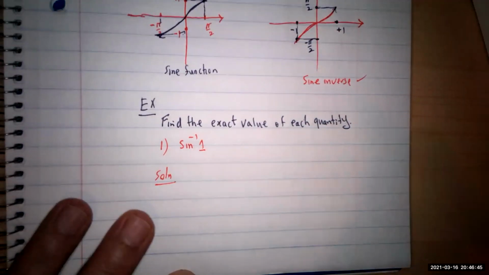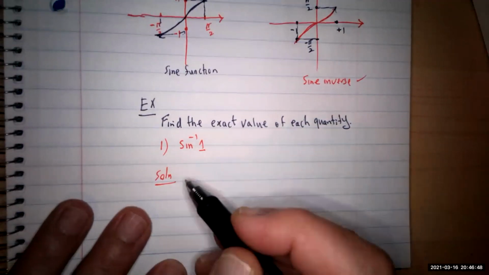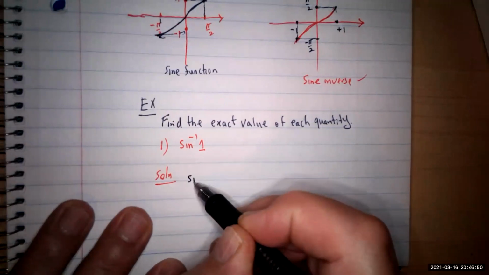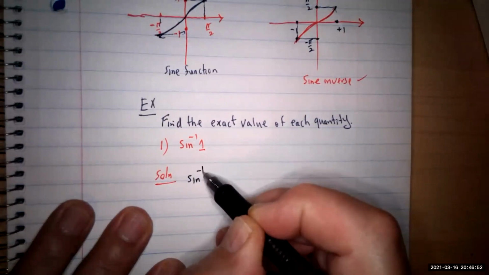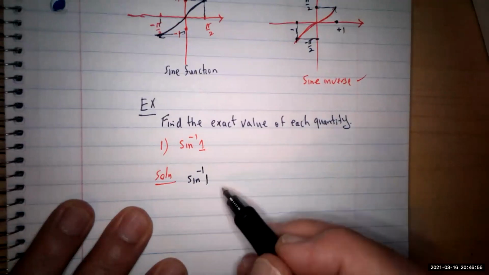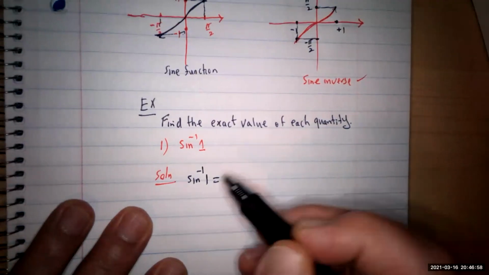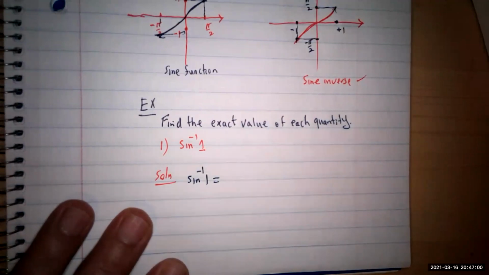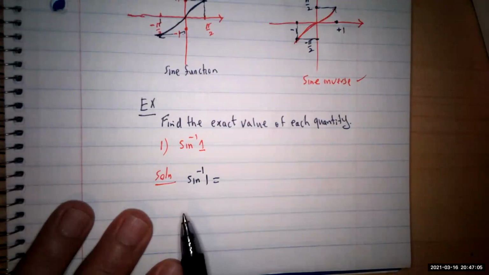Some of them are easy. You can tell us right away, but I want you to see how we solve it. Anything you want to do, you are going to call the sine inverse of 1. You can call it y, theta, alpha, it doesn't matter. You are looking for an angle.